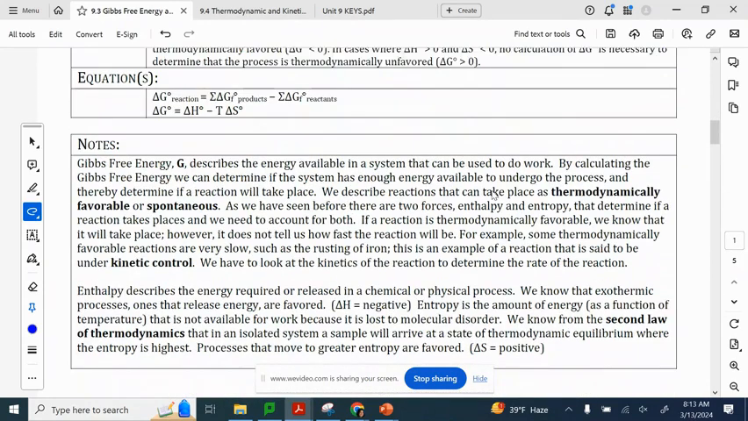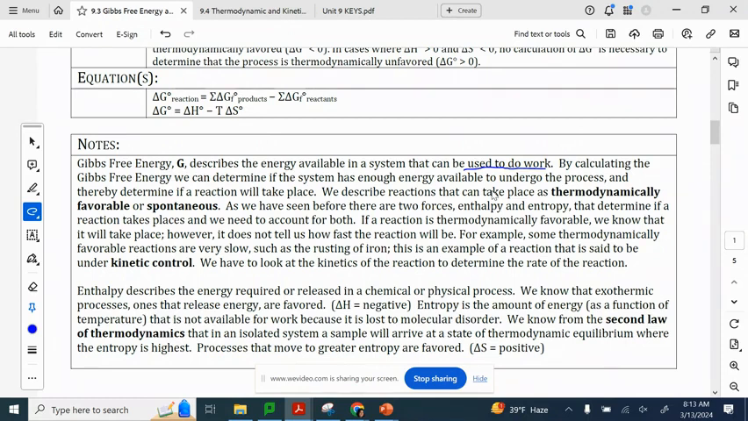So Gibbs free energy describes the energy available in a system that can be used to do work. By calculating this, you can determine if the system has enough energy to undergo the process and thereby determine if the reaction will take place.